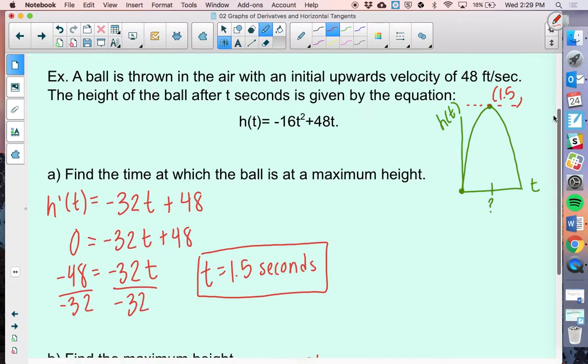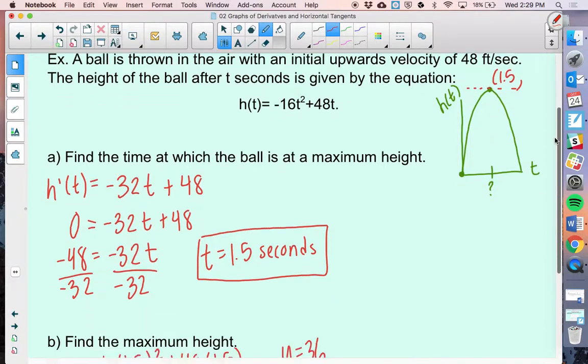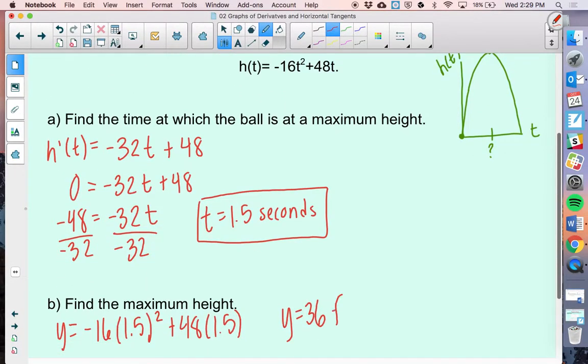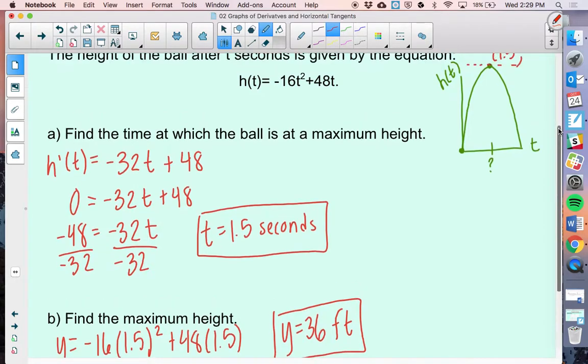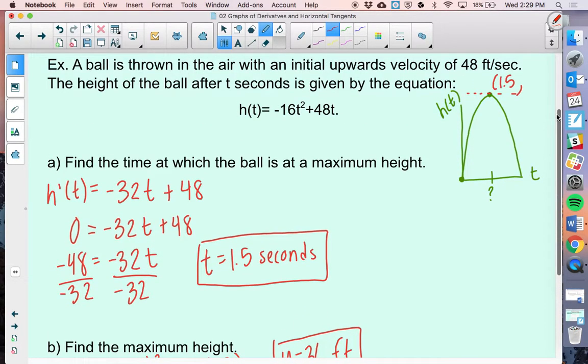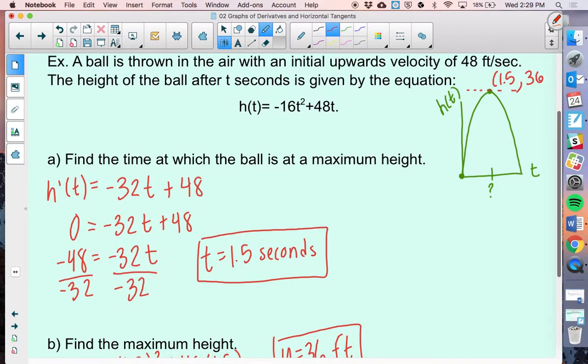What are my height units here? We've got feet, okay? Height is done in feet. So if I'm thinking about this graph, this maximum point is 36. At 1.5 seconds, it reaches a max height of 36 feet.